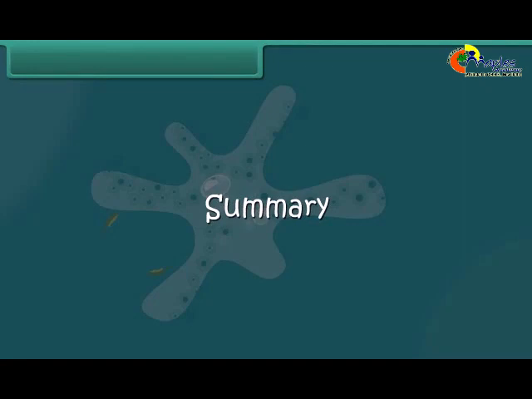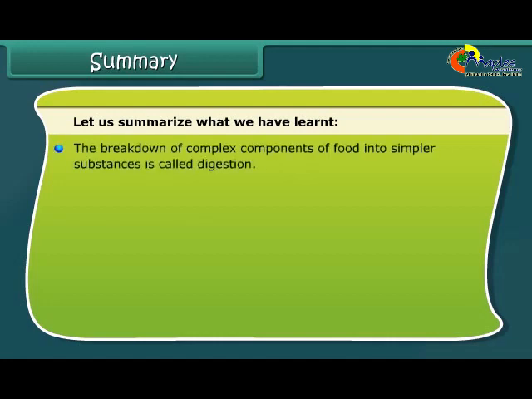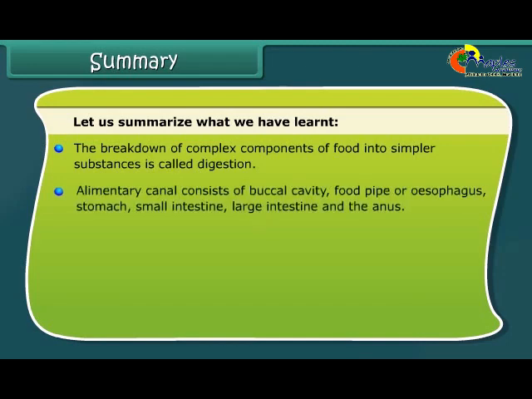Summary. Let us summarize what we have learned. The breakdown of complex components of food into simpler substances is called digestion. Alimentary canal consists of buccal cavity, food pipe or esophagus, stomach, small intestine, large intestine, and the anus.